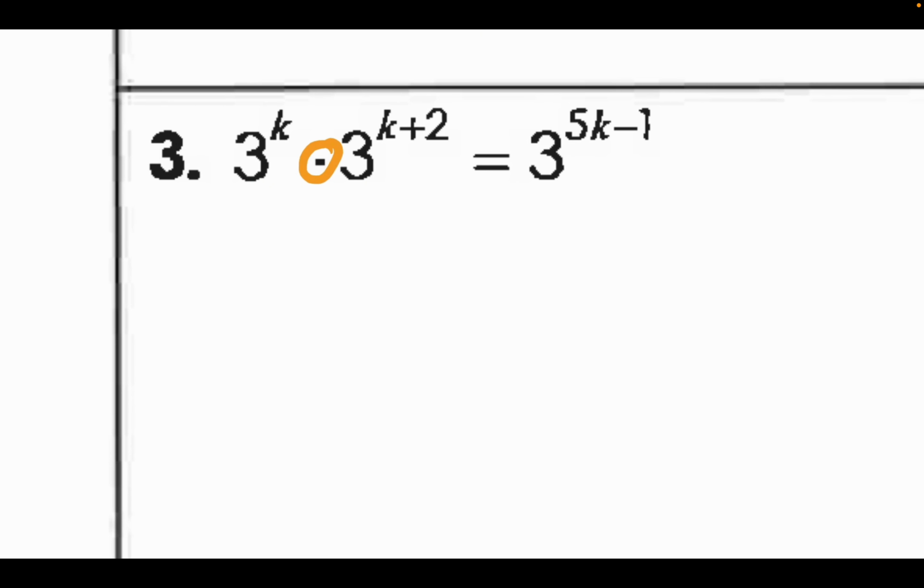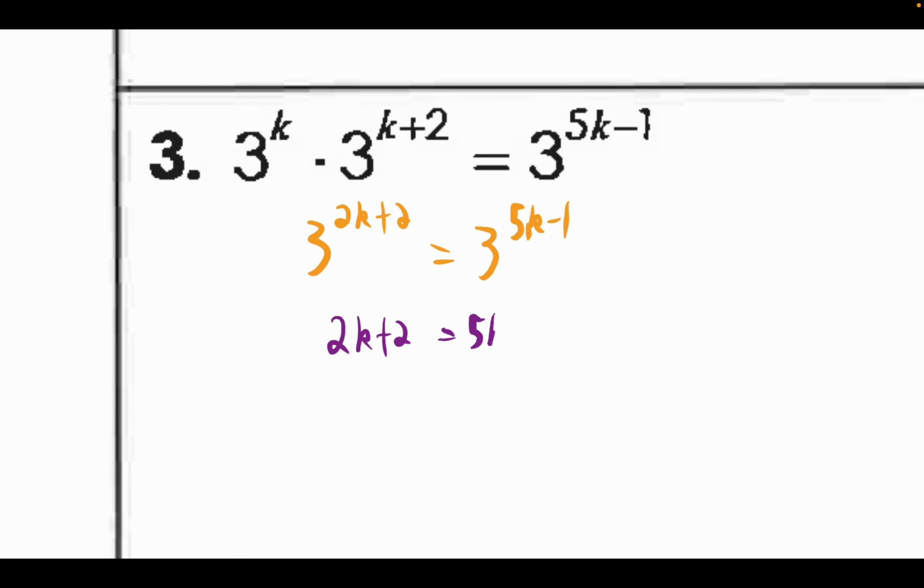So k plus k plus 2 would give us 3 to the power of 2k plus 2 as you combine like terms, equals 3 to the power of 5k minus 1. And so now if we set these equal to each other, we get 2k plus 2 equals 5k minus 1. And so now I'll subtract 2k from each side, giving me 2 equals 3k minus 1. Add 1 to both sides and get 3 equals 3k. Divide both sides by 3. And k equals 1.